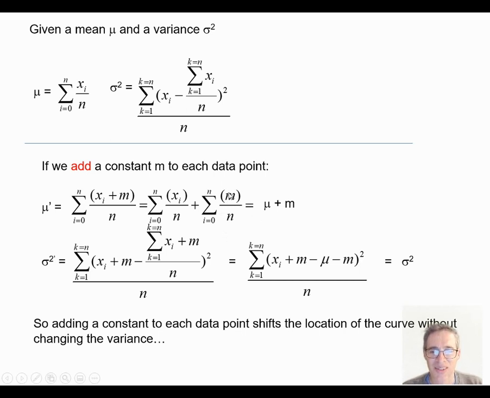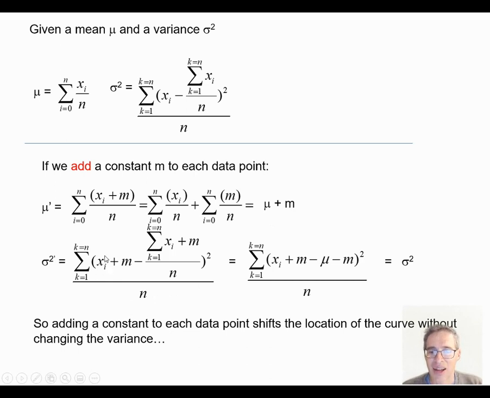Right, so this just resolves to m, and that's the definition of the mean. So if you add a constant m to each data point, the entire distribution is going to shift by the constant that you've added. What about the variance? Well, it's actually pretty easy to show that the variance doesn't change.